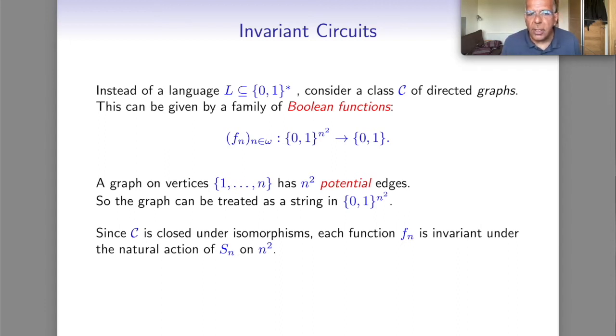But because it's a class of graphs, and therefore closed under isomorphisms, reordering these vertices and then giving us a different adjacency matrix, and therefore a different string in here, should make no difference to the circuit. So the function computed by the circuit, each of these functions, is invariant under the natural action of the symmetric group on n squared, right? And we call such functions graph invariant.